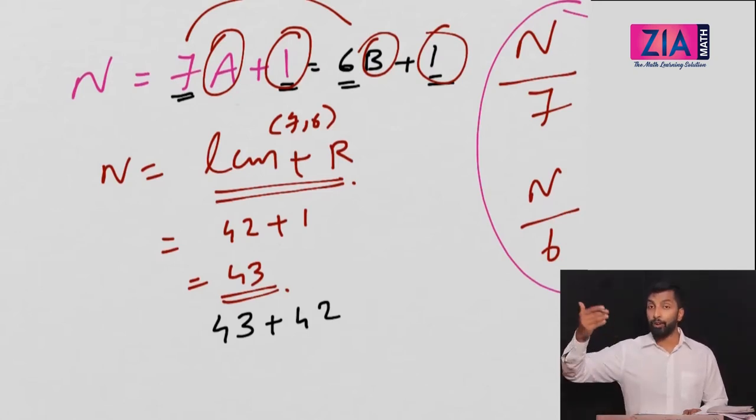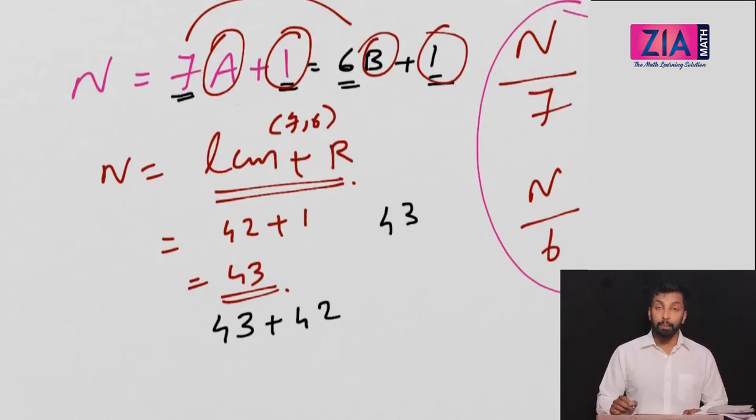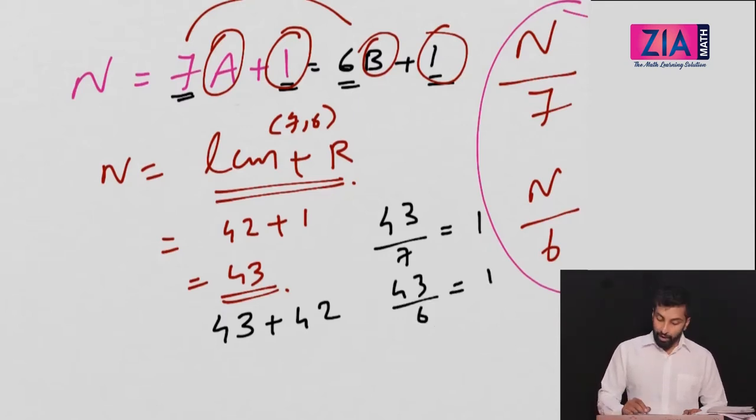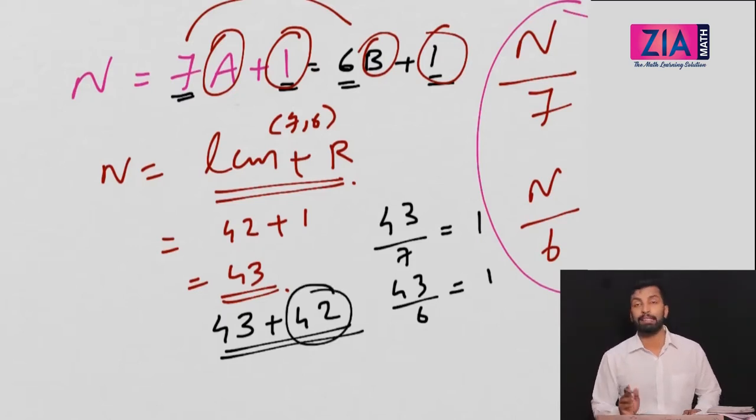Fourth number, you add 42 again. Now why is it happening? Because when you take 43 and divide by 7, you get remainder 1. 43 divided by 6 also gives a remainder 1. Then when you add 42, 42 is completely divisible by 7 and 6, so here you won't get any remainder.